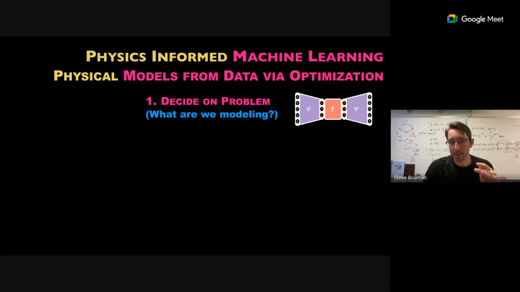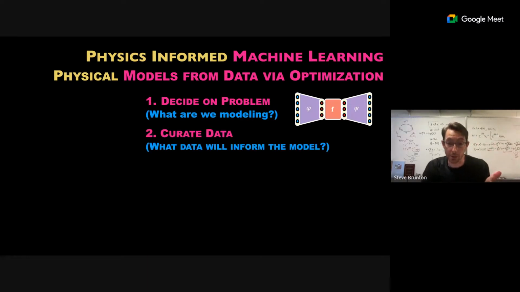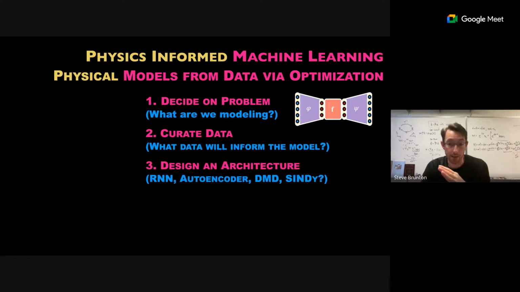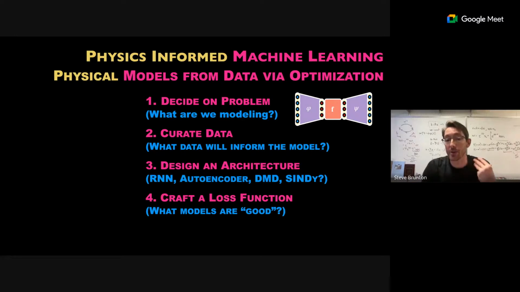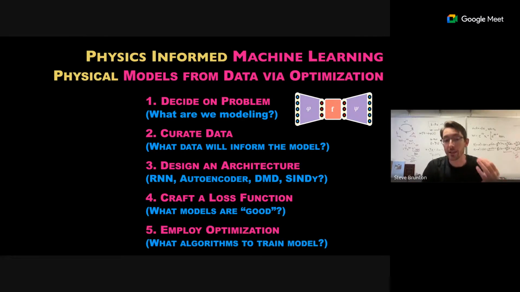So the way I think about this is that there are 5 basic stages to machine learning. This is an approximation. We don't all agree on this, but it's fine. You decide on a problem. You curate your data to train the model. You design an architecture or a family of functions to approximate that input-output data. These are parameterized families of functions. You craft a loss function to tell you if you did a good job or not. And you employ some optimization to tune the parameters of your architecture to minimize your loss function averaged over your data. This is approximately the procedure.